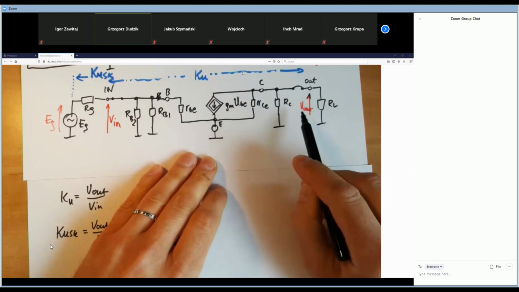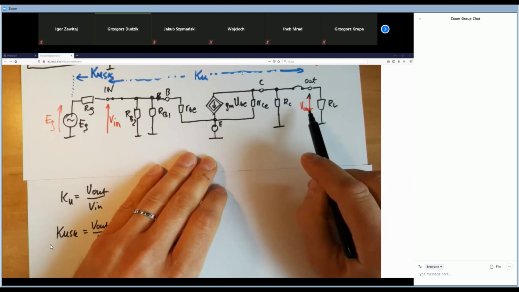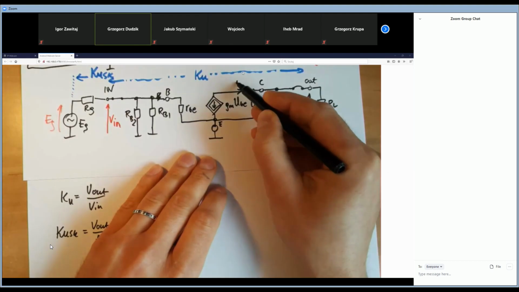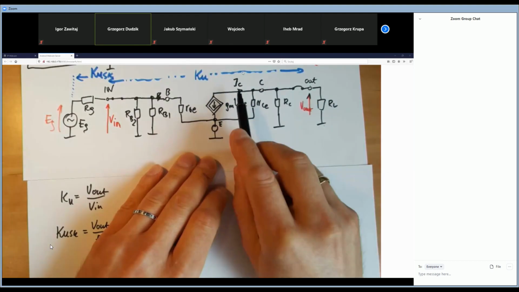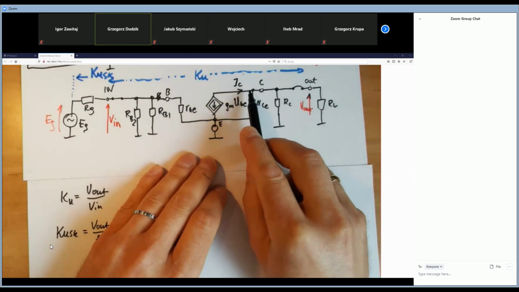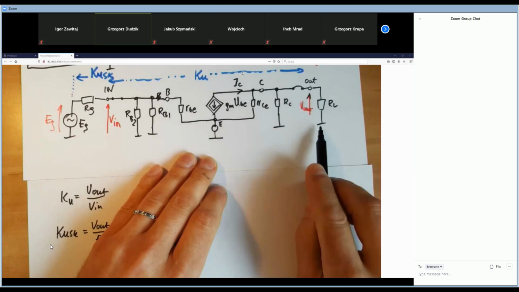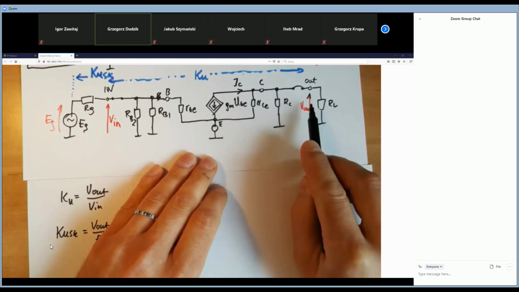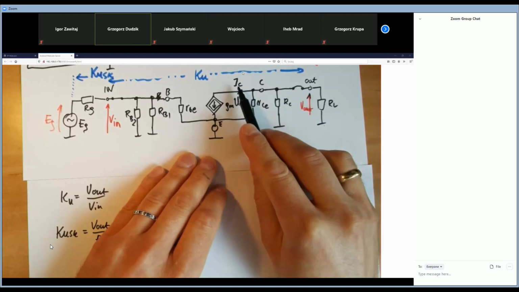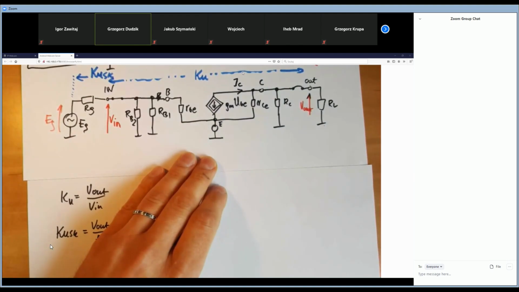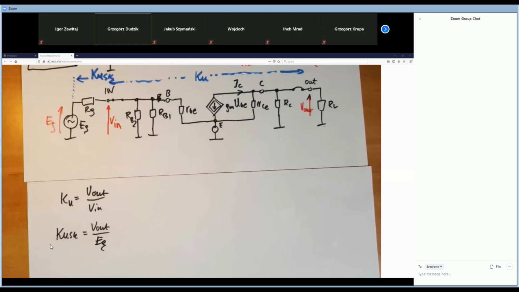The output voltage will be equal to the current, IC current, which is divided by these three resistances, and the parallel connection between them times IC gives you the V out, using the Ohm law. That's right.